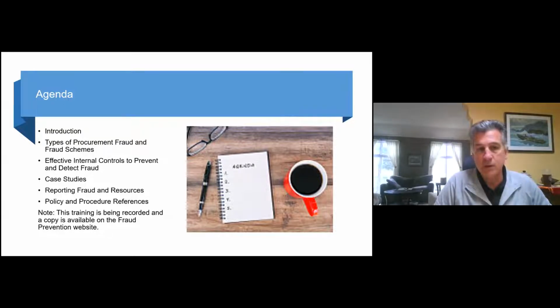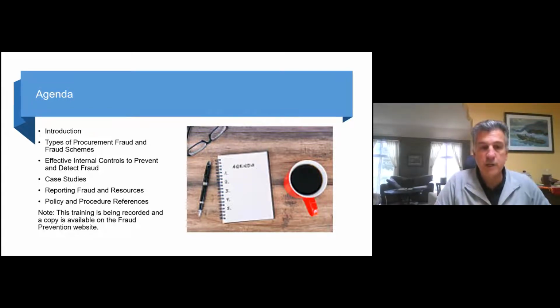As an agenda today, we're going to discuss several types of procurement fraud and different fraud schemes that you might be exposed to here at UCSF in your role. We're going to talk about some effective internal controls to prevent and detect fraud. We'll discuss a few case studies of different things that have happened here at UCSF over the last few years. And we're going to finish up with how to report fraud, different fraud resources, as well as policies and procedures pertaining to fraud.